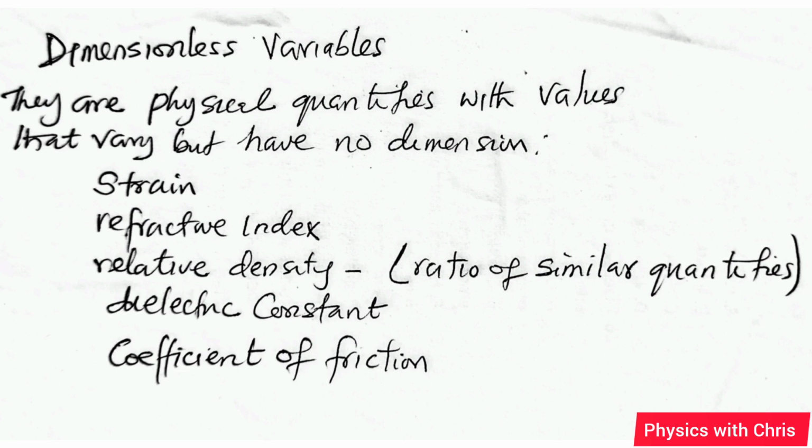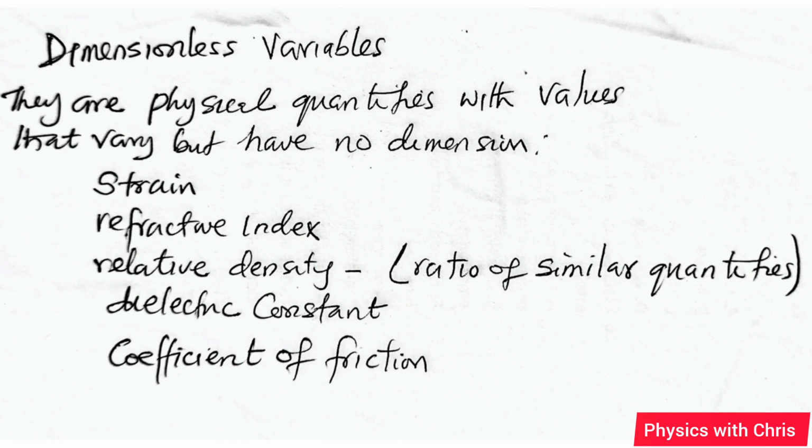The strain that is produced in a material, recall that strain is the ratio of extension over original length. Both of them have the same units, and therefore strain has no dimension. How about refractive index? The refractive index of a material is the ratio of the sine of the angle of incidence to that of the angle of refraction. It has no dimension. How about relative density?